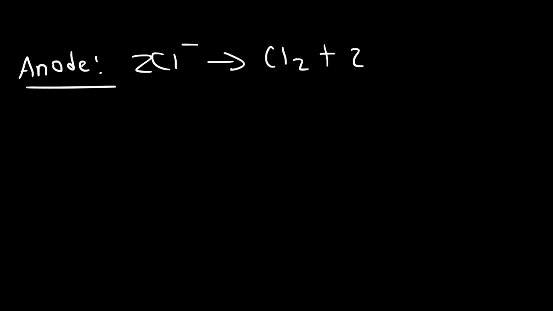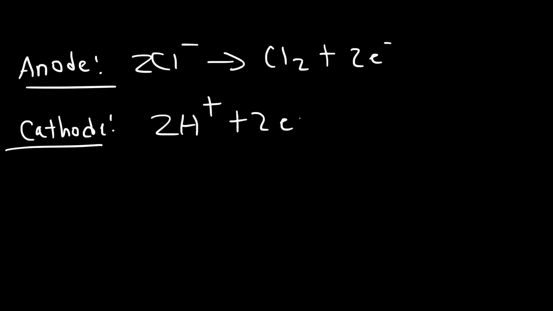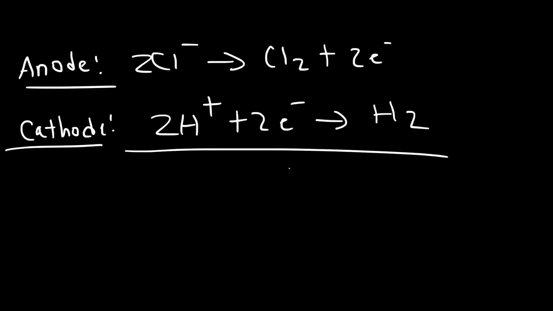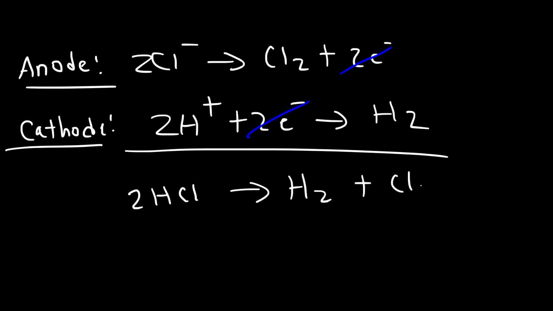So therefore, let's combine the reactions at the anode and the cathode to get the net reaction. At the anode, the principal reaction will be the oxidation of chloride. And at the cathode, the principal reduction reaction will be the reduction of the hydrogen ions into hydrogen gas. If we add these two to get the net reaction, it's going to be the conversion of hydrochloric acid, which is H plus Cl minus, into hydrogen gas and chlorine gas if we have an aqueous solution of sodium chloride.